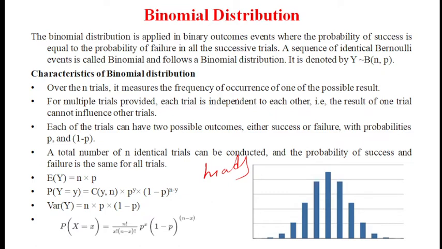It can be any number depending on the number of times you tossed a coin. It is depending on the number of times you tossed. This is the example of binomial distribution.